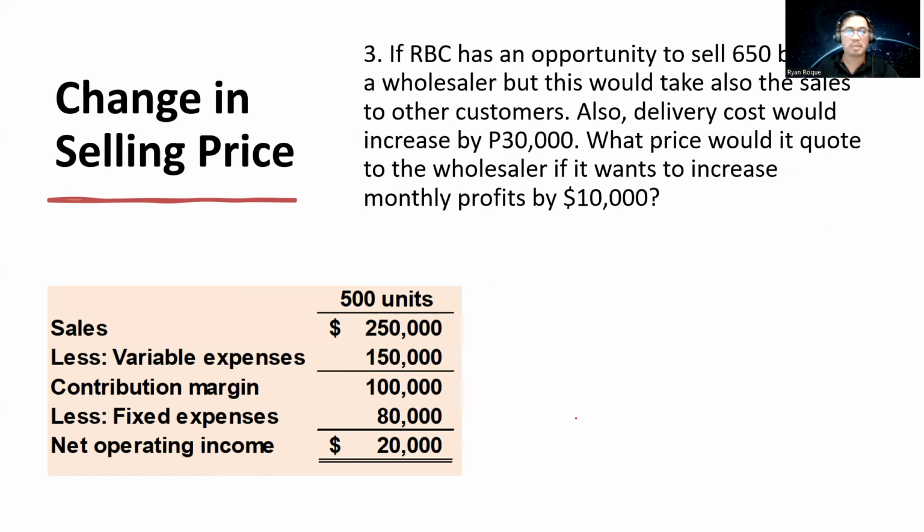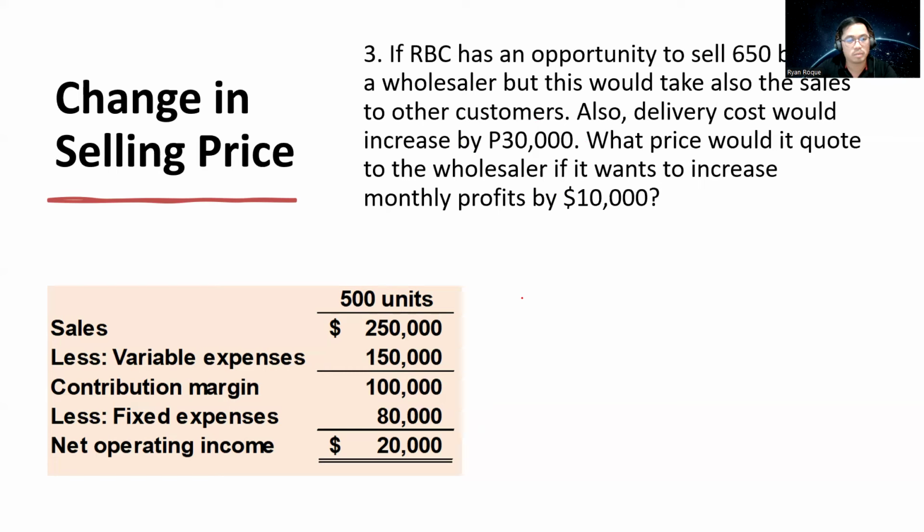So next problem. What if this time there is still an opportunity to sell 650 bikes to a wholesaler, but this would take also the sales to other customers. Also, the delivery cost would increase by 30,000. What price would it quote the wholesaler if it wants to increase monthly profits by $10,000?